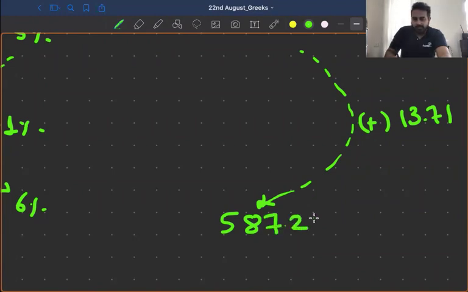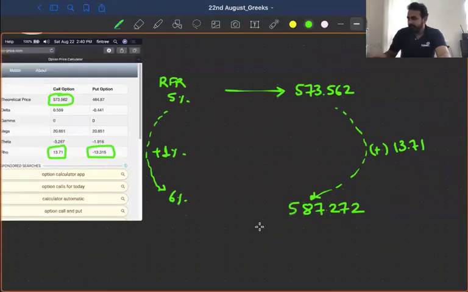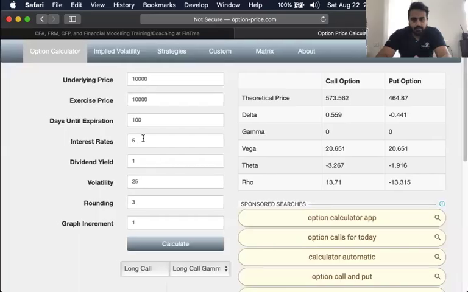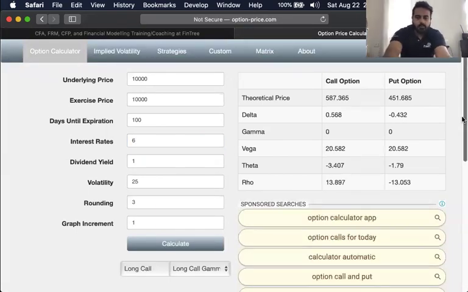Okay, 587.272. Is this correct? Okay, and let's verify the result now. So let's go in here and let's make your RFR 6%, and let's see how close we've gotten.